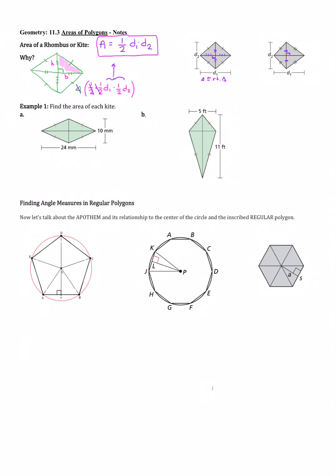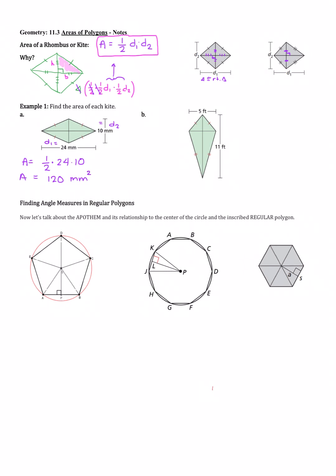So let's do a couple examples. I have here a rhombus because all four sides are congruent, and I know diagonal 1 and diagonal 2, so all you have to do is 1/2 times 24 times 10. Now always make sure if you're only given half a diagonal, you're going to have to double it. Okay, so make sure you've got the whole diagonal. This is diagonal 1, this would be diagonal 2, it doesn't really matter which one you call 1 and 2. So half of 24 is 12, and 12 times 10 is 120. And because we are talking millimeters and area, it's going to be millimeters squared.